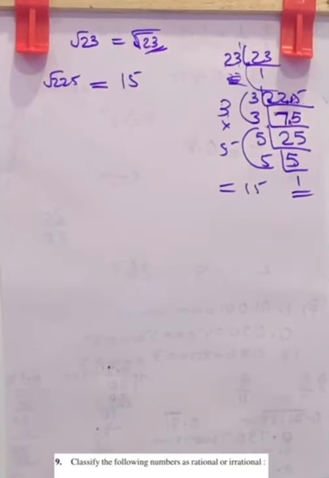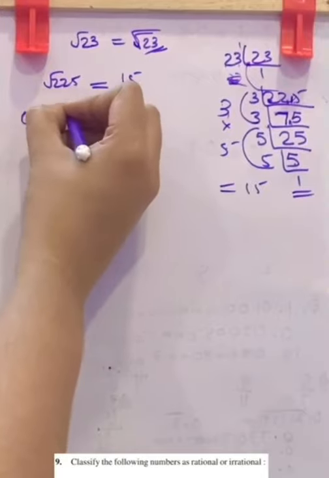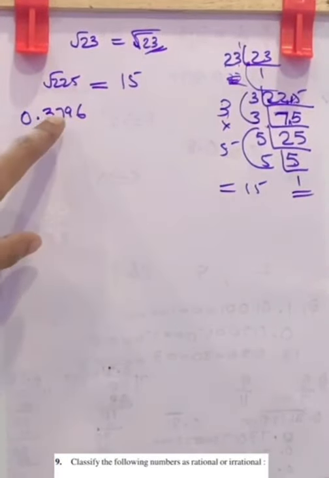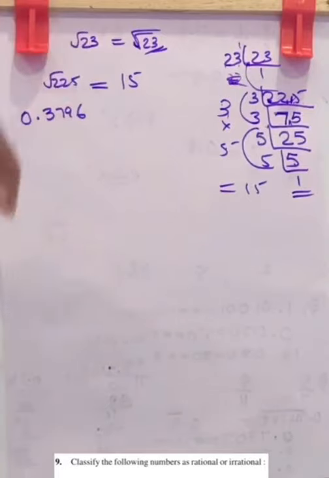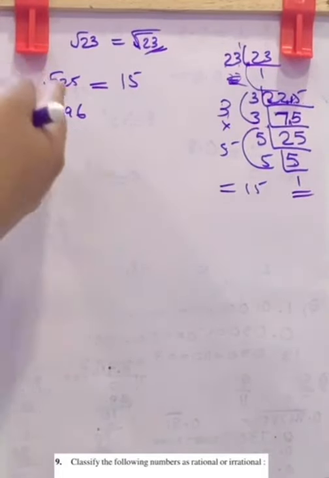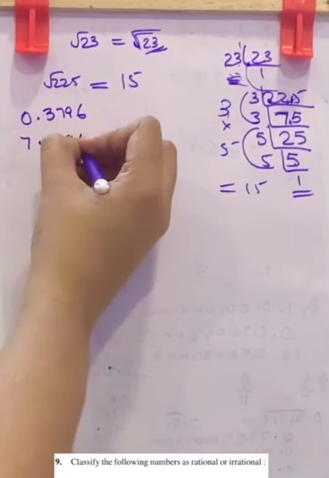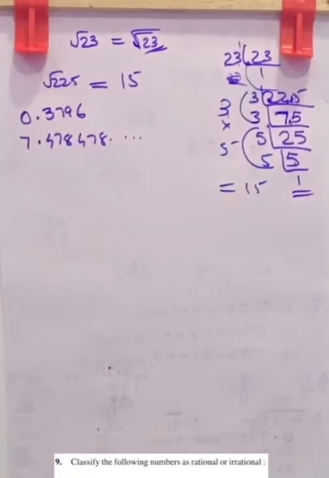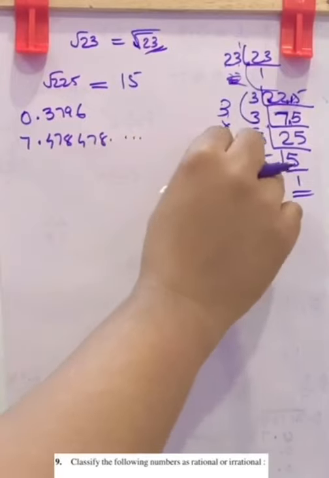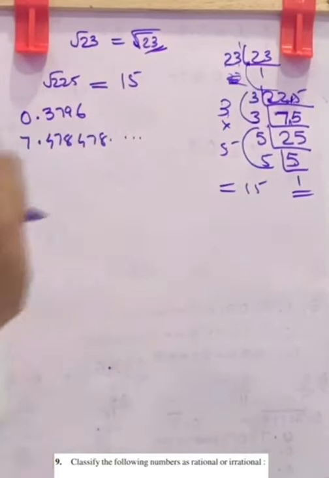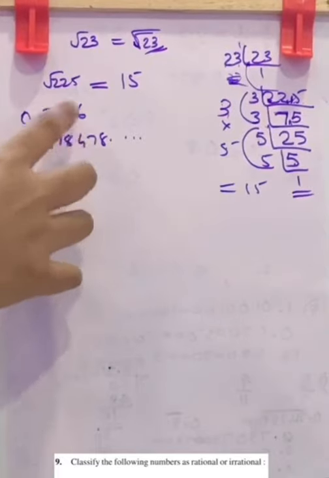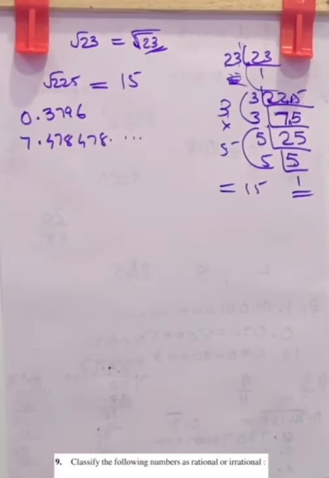Now what about 0.3796? Here it is in the decimal expanded form. Here it is terminating. As this is terminating, you can directly say it is rational because rational numbers decimal expansion terminates. Now what about 7.478478, etc. Here also it is rational because it is not terminating but it is repeating a set of numbers. So these are rationals.